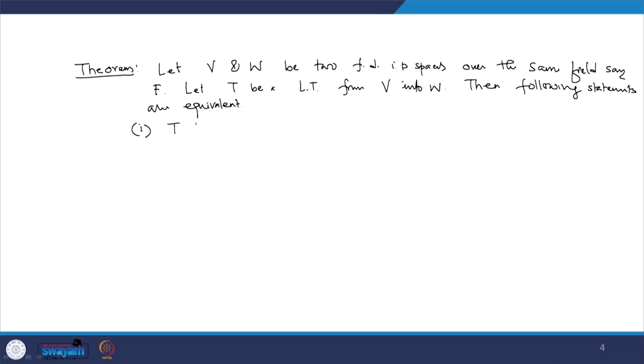First, T preserves inner product. Second, T is an isomorphism.